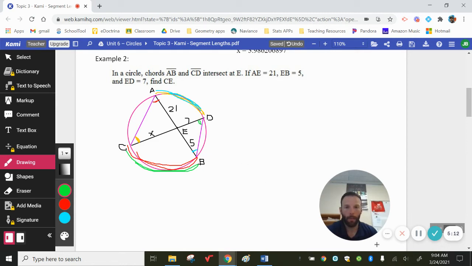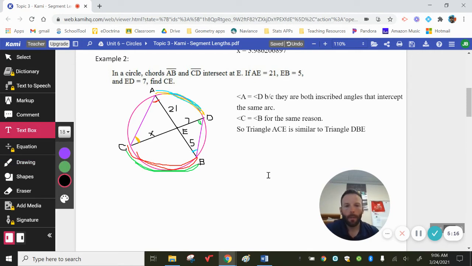Let me write a little note as to why this must be true. Just as a note, angle A has to be equal to angle D because they are both inscribed angles that intercept the same arc. Angle C is equal to angle B for the same reason. They are both inscribed angles that intercept the same arc. Therefore, triangle ACE, that triangle right here, must be similar to triangle DBE by the angle-angle similarity reason.